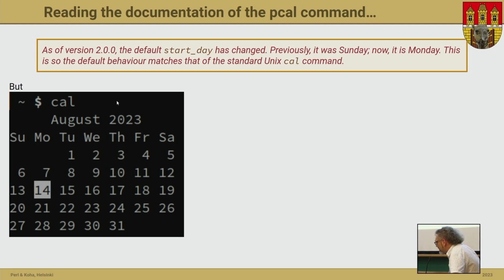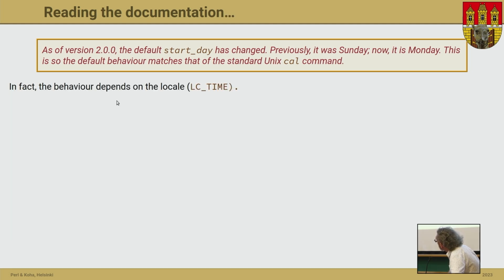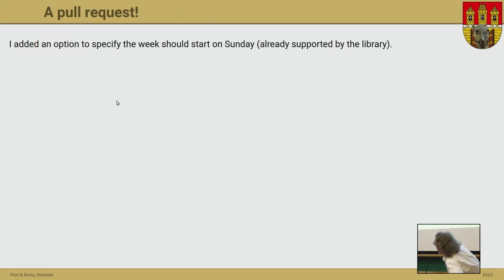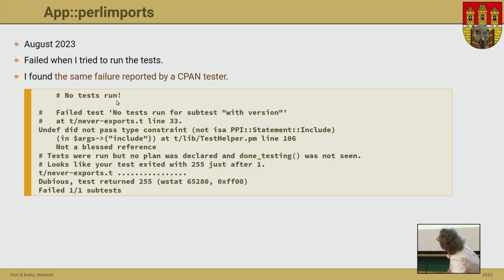So I read the documentation of cal, ran some experiments, and in fact, the behavior depends on the setting of LC_TIME. So I added an option for the command to specify whether you want your week to start on Sunday or Monday. The library itself already supported it, it just was not supported by the command. So that was the pull request.